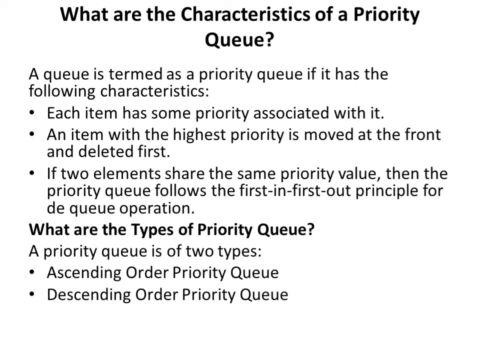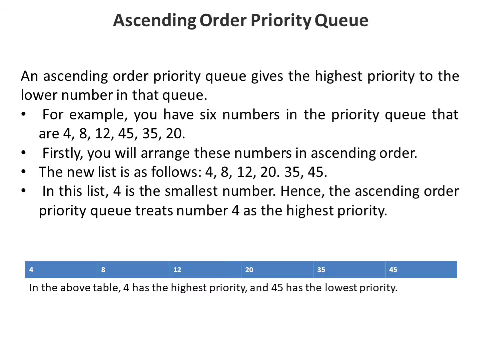What are the types of priority? As I said before, there are two types of priority. One is ascending order priority and the second is descending order priority. What is ascending order priority? An ascending order priority gives the highest priority to the lower number in that queue. You may be aware of what is ascending order and what is descending order. Ascending is from lowest to biggest and descending is from biggest to lowest.